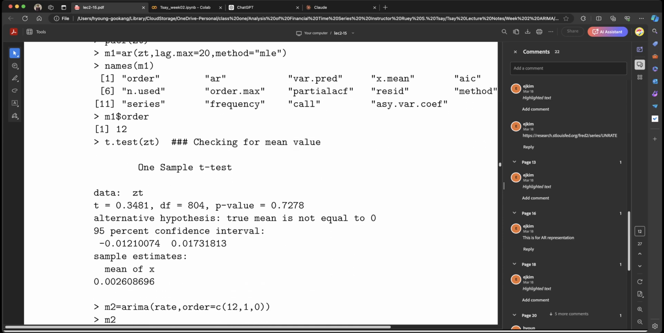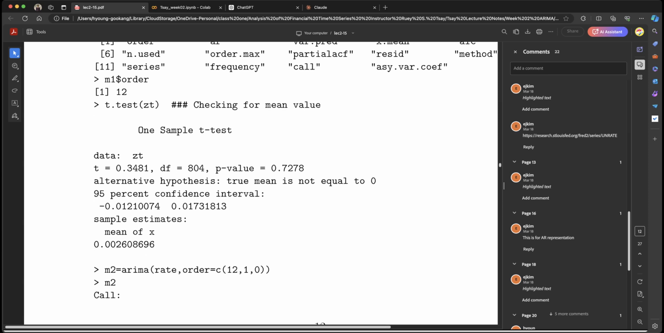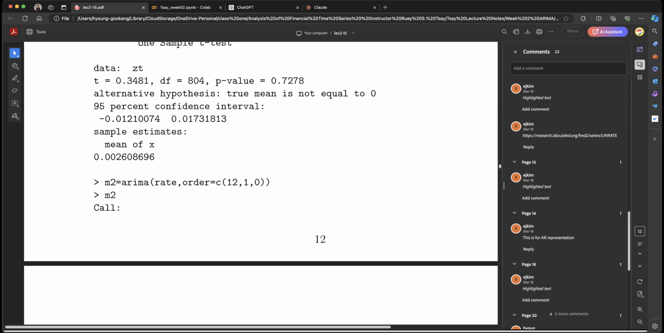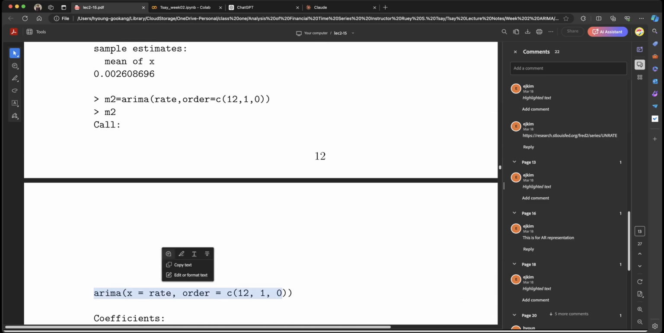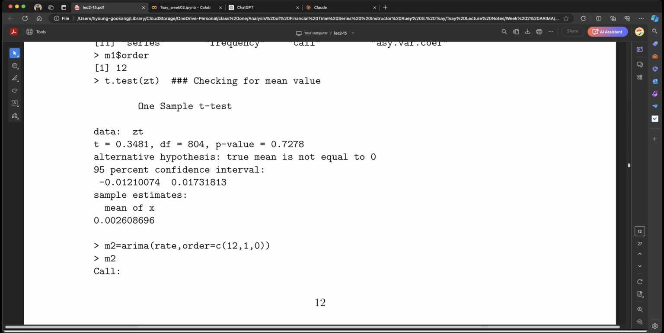One simple t-test, and the t value is not significant. The alternative is true mean is not equal to 0. So 95% interval, something like that. The M2 order is 12, 1, 0. And then as the ARIMA model, now we use 12 lags for every month, assuming the monthly pattern. So we have this one.